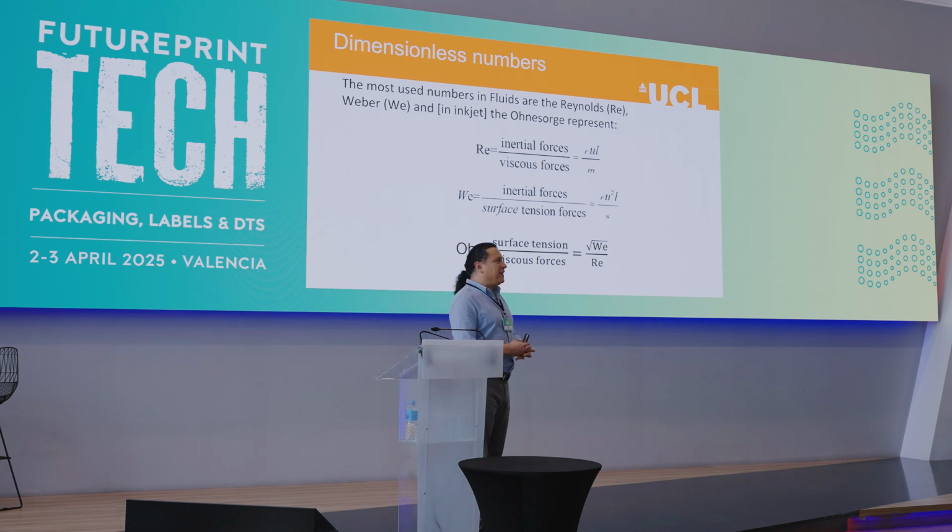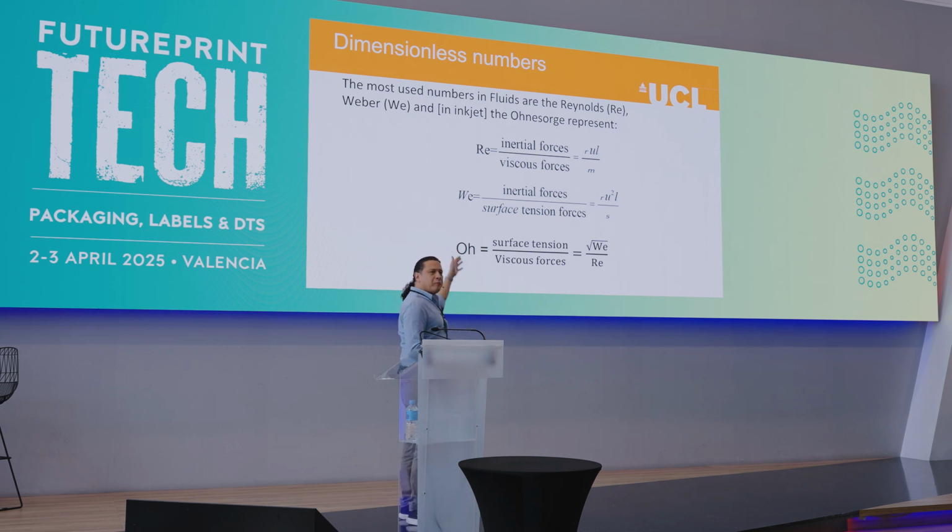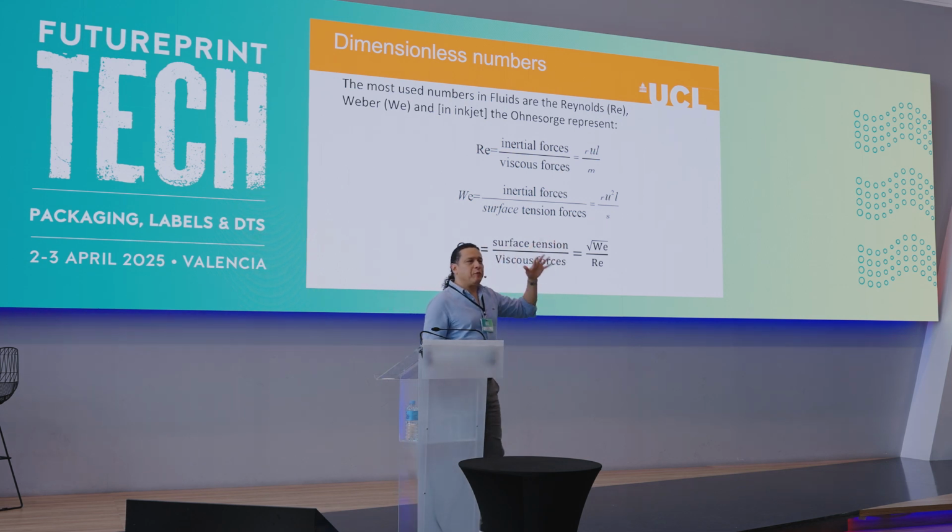These are the three we mostly use in inkjet printing. I'm pretty sure your CTOs know this very well. So the Reynolds number, the Weber number, and the Ohnesorge number. They include things like the nozzle size, the speed of the droplet, density, viscosity, and surface tension. So we have 5 variables, and each ink will have 5 variables or more.